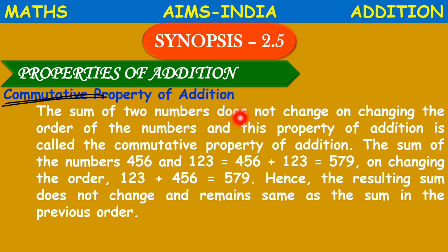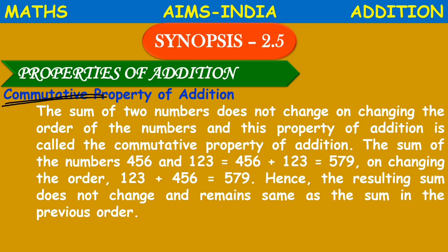The commutative property says: the sum of two numbers does not change on changing the order of the numbers, and this property of addition is called the commutative property of addition. See, what are they saying? When we take two numbers, say 456 and 123, their sum, the result from the addition, does not change on changing the order of the numbers. What do you mean by the order of the numbers?